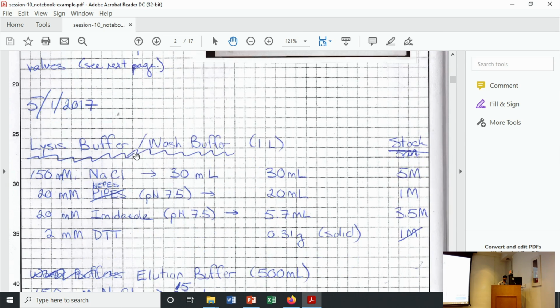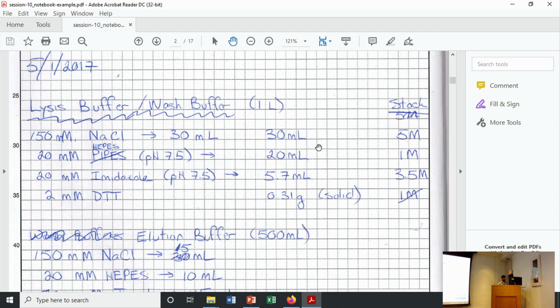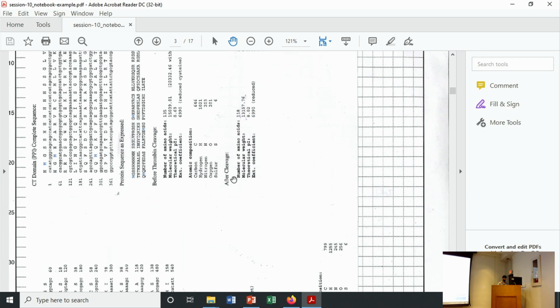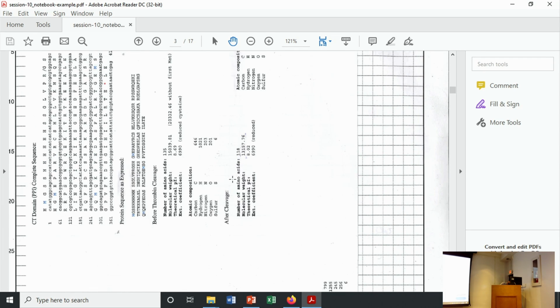And another day, May 1st, 2017, I think he's going to do FPLC and SEC. So for that, he needs some buffers. So he's showing how to make the buffers. And these are the sequences of the proteins.